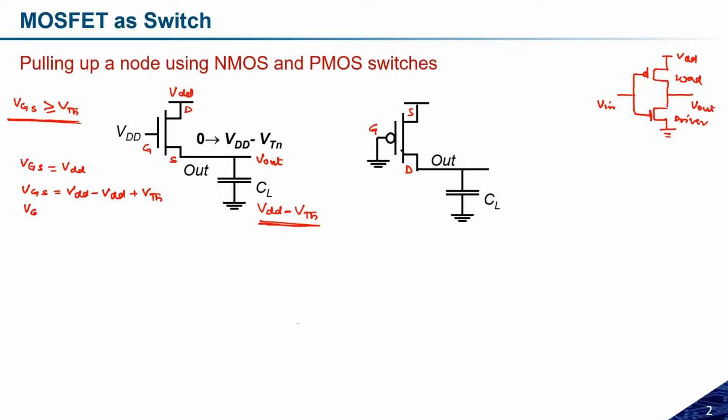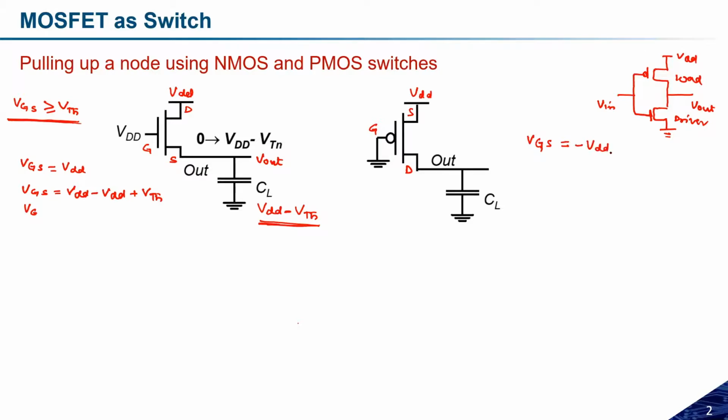Initially, I am assuming that this output voltage is zero. If the output voltage is zero, I just want to charge it through the PMOS transistor. Now, see here. This gate voltage is zero. This source voltage is VDD. So if you see here, the VGS is nothing but minus VDD.